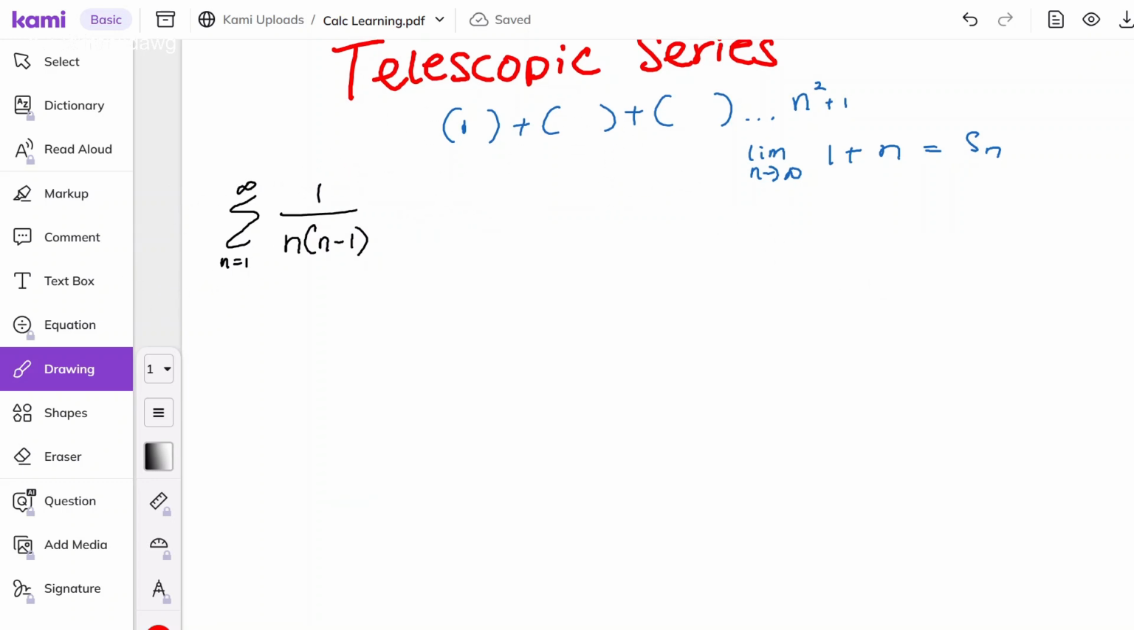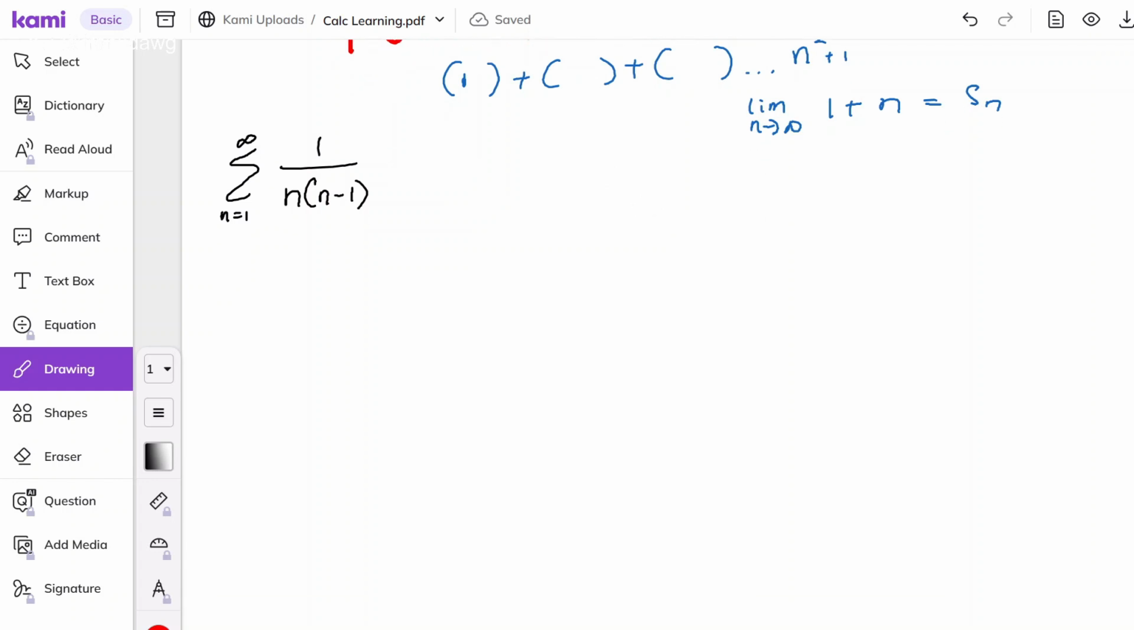Unfortunately, when you see a series like this and you want to use a telescopic series, we can't just use it right away. We have to do something called partial fraction decomposition, where we split these two into two different fractions. We can't just split them since they're multiplied, so we have to find a over n, which is one of them, plus b over n minus 1, where a and b are constants that we're going to have to find.